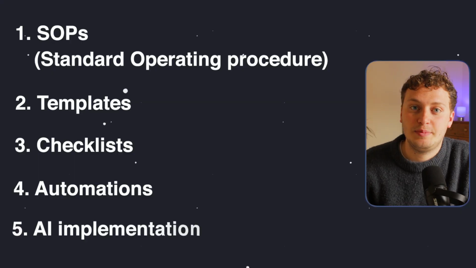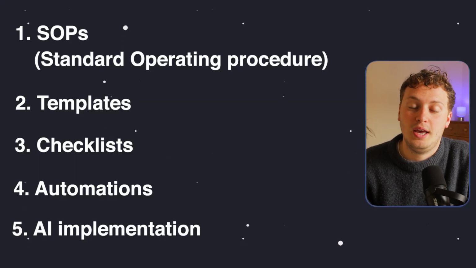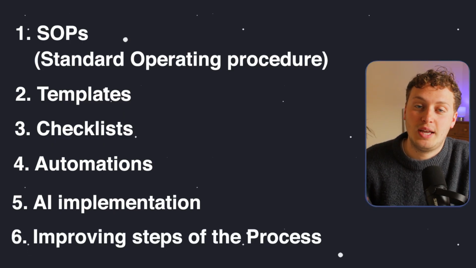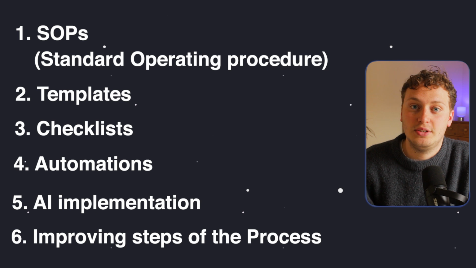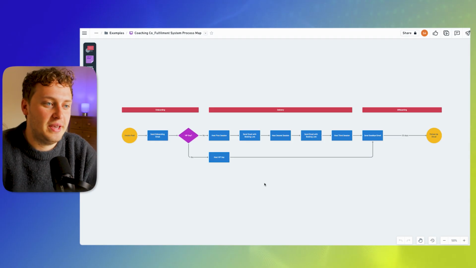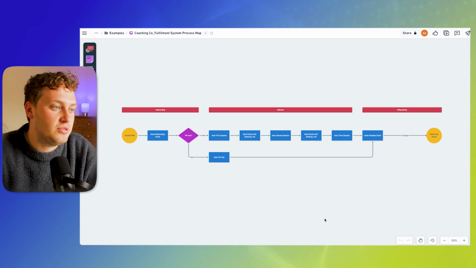AI is being used by companies more and more, and you can begin using AI in your own processes to streamline them. And then finally, improving the actual steps of a process themselves. So that might be rearranging the steps in the order that they happen, or it might be removing steps that aren't needed entirely.